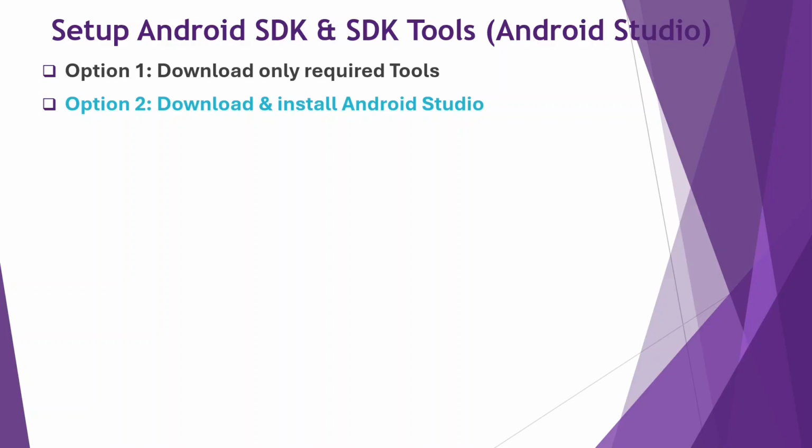So to set up Android SDK and SDK tools, what is this Android SDK and SDK tools? SDK tools provide a capability to connect to your real mobile device or to create a virtual device so that you can start automating your mobile test cases. So there are two options available: either you can simply download the required tools, or you can download and install Android Studio. In this session, I'm going to go with the second option. We are going to download Android Studio, create our virtual device, and connect to our real device. Okay, so that is the approach we are going to take.